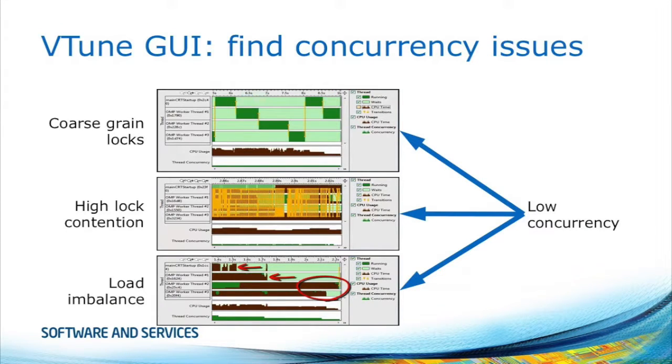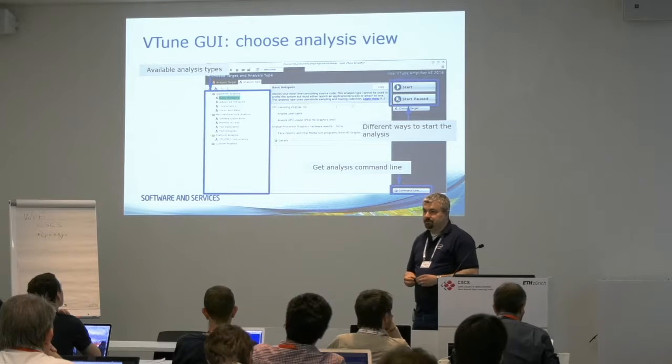Now, we are all parallelism experts, so we don't use locks at all, right? But sometimes you have to. And then what you see is typical behavior, like a coarse grain lock looks like this.